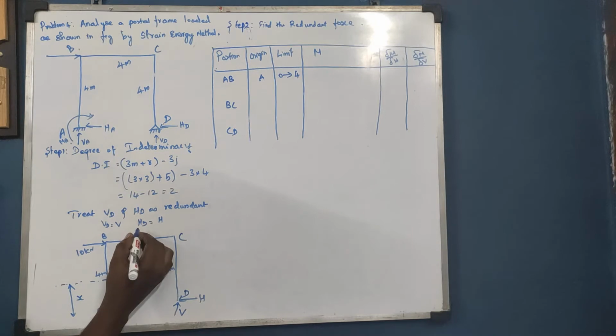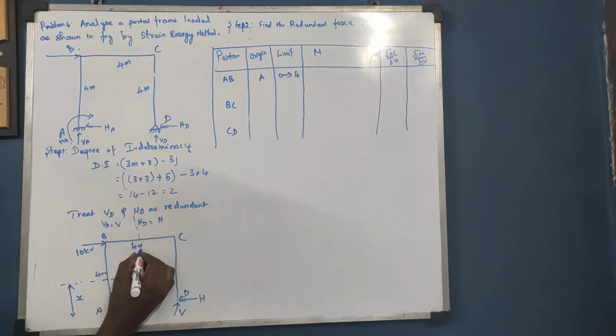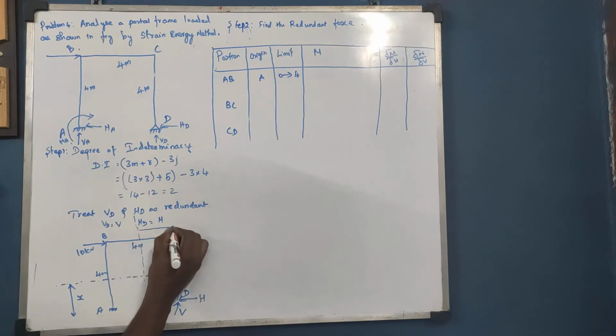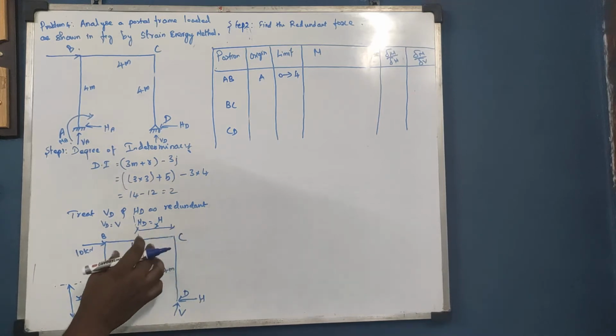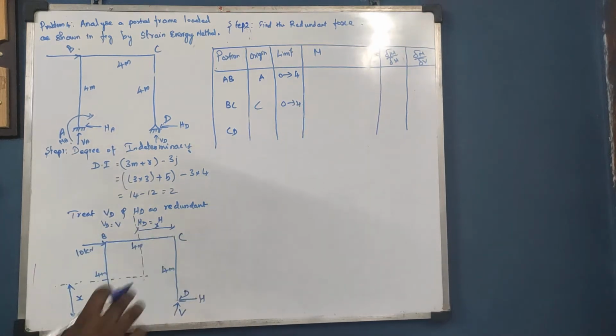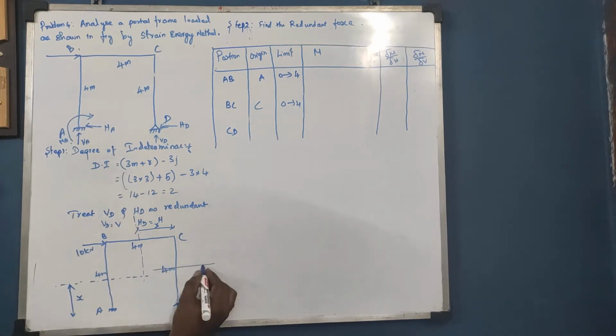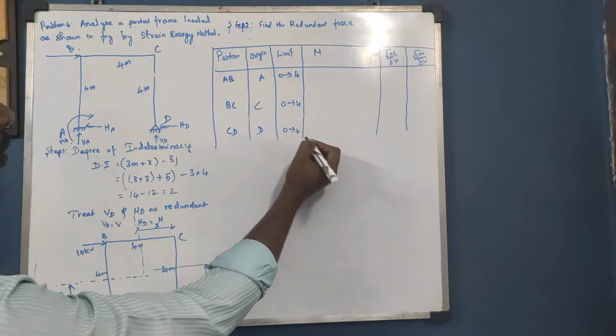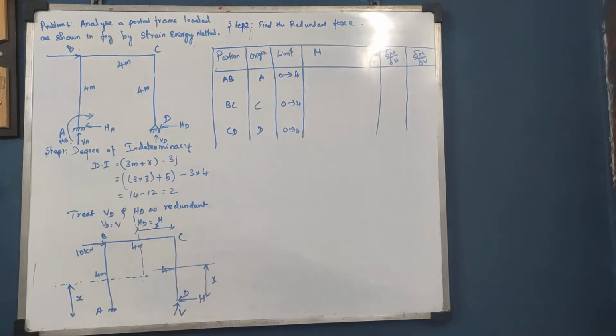And second, choose a section here, and from C it is X. Therefore C is the origin, with limit 0 to 4. And next, choose a section here. From D it is X. So D is the origin. Limit is 0 to 4.